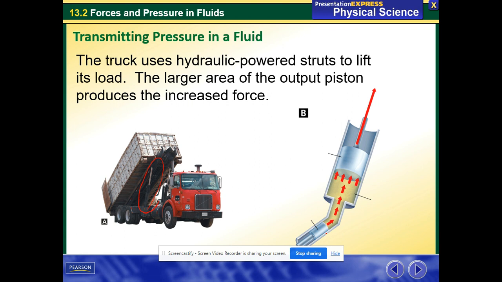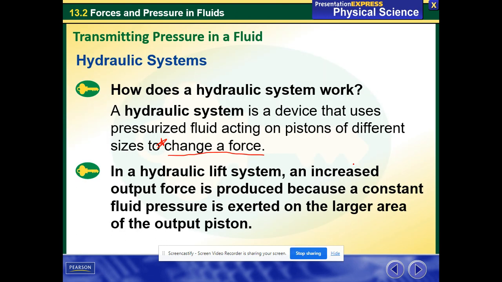And then over here, we have examples of a close-in drawing version of what exactly is happening. And this little thing right down here is known as a piston. Up here, this one's known as a piston. So to answer the question, how does a hydraulic system work? It says, in a hydraulic lift system, an increase in output force is produced because the pressure is exerted over a large area on the output piston. Right now, that may not sound like a lot. So again, let's go back to our visual and describe it a little bit more with something to look at.